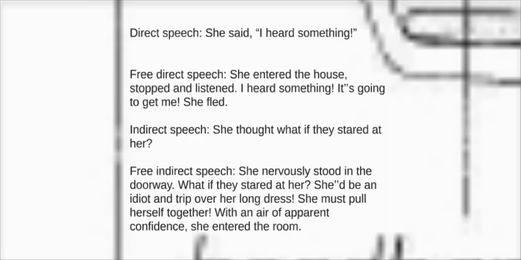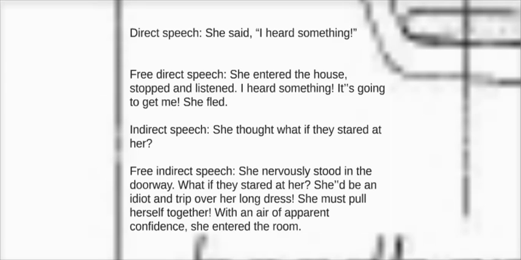Some of the ways you can use dialogue: direct speech, so she said, I heard something, that's direct speech. Free direct speech, it looks like direct speech, but it isn't introduced and it doesn't have speech marks. So the example here, she entered the house, stopped and listened. I heard something, it's going to get me. She fled. Now what we have there is this shift in narrative to free direct speech, and that really helps to put you inside the character's head and heighten the tension, help you really feel like you're experiencing what the character's experiencing themselves.